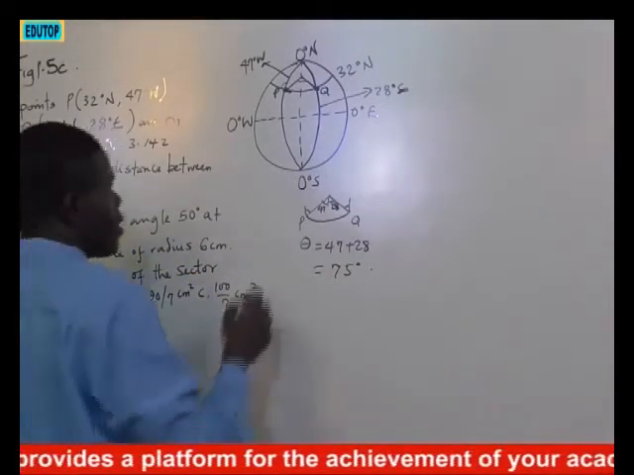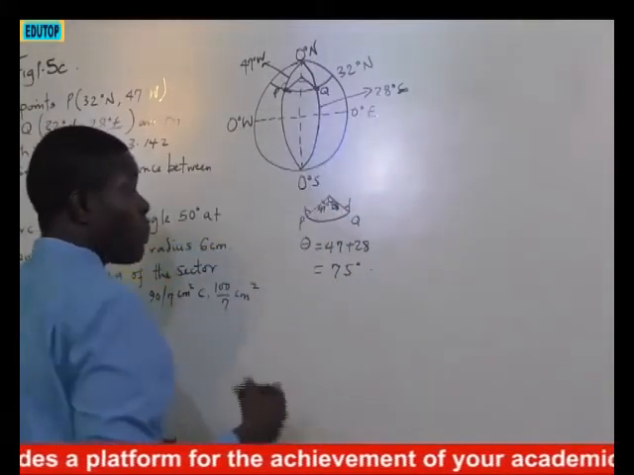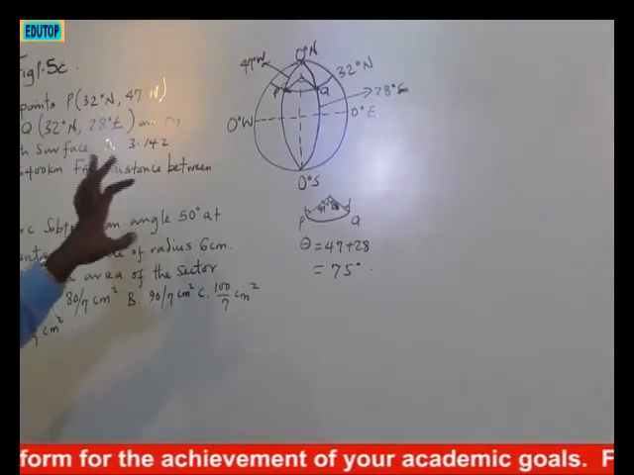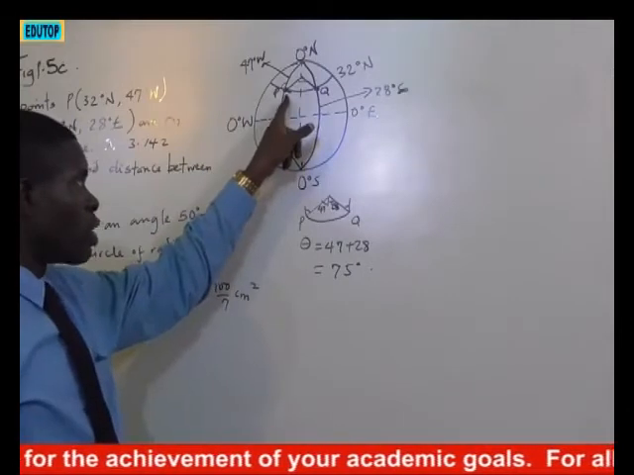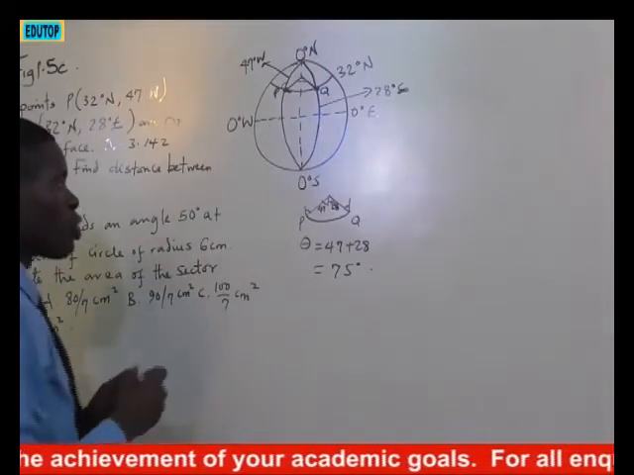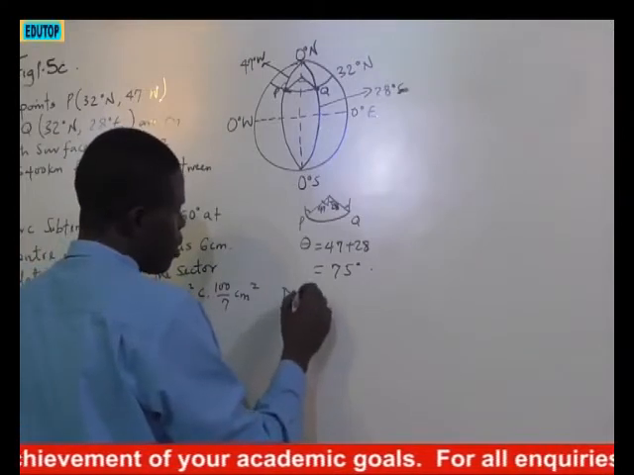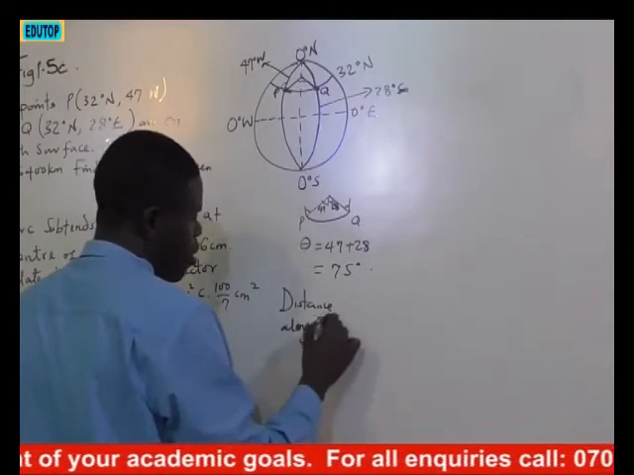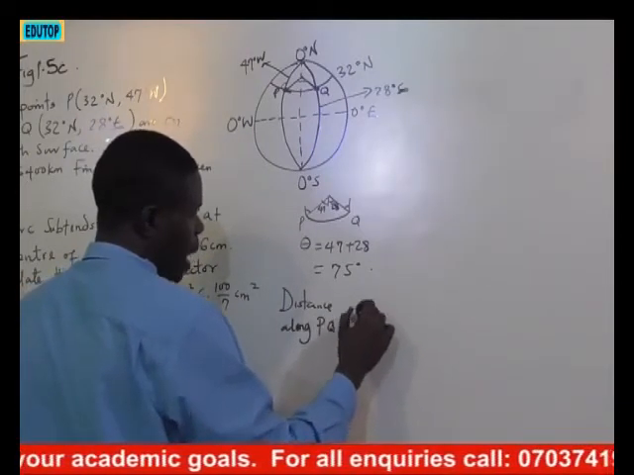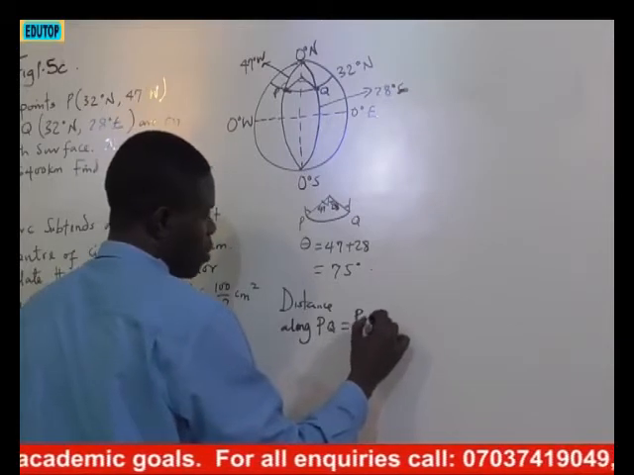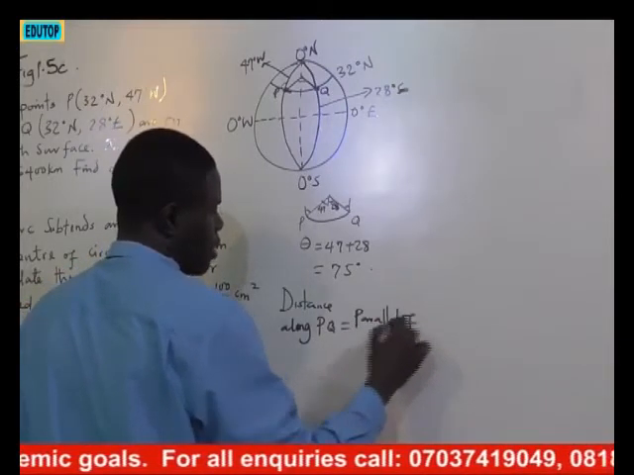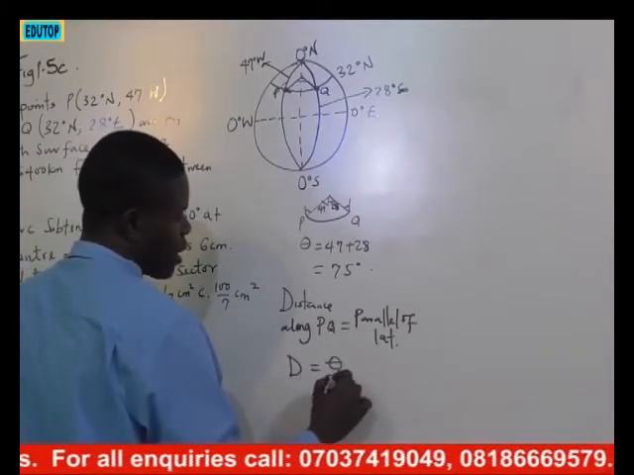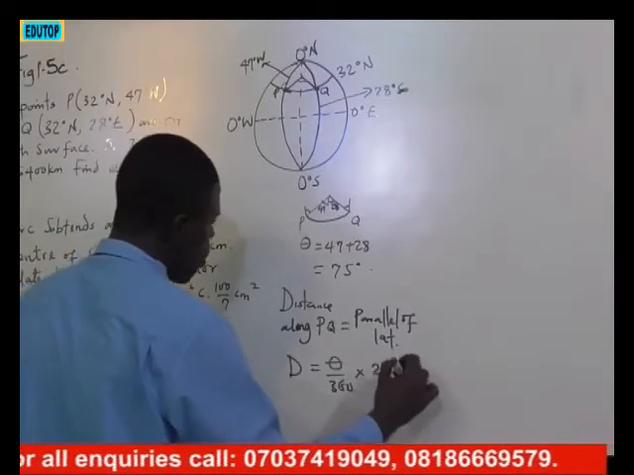Now, our distance. If you look at this now, PQ is what? It's along the parallel of latitude. Take note, the one we saw previously, that one was on the longitude. But this time around, this one is on the parallel of latitude. So it's really small r. So the distance along PQ, which is along the parallel of latitude, will definitely be what? D will be theta over 360 times 2 pi small r this time around.